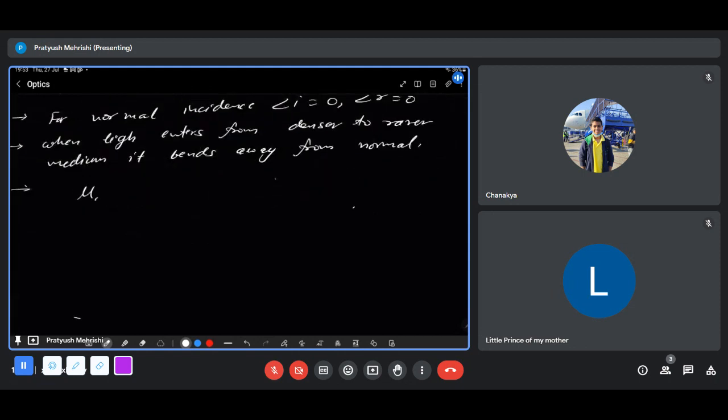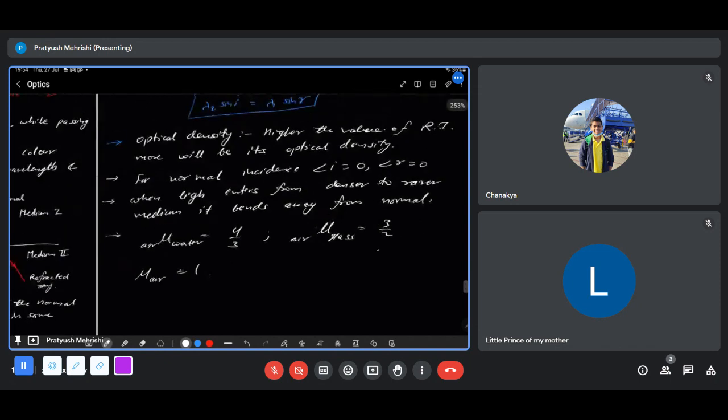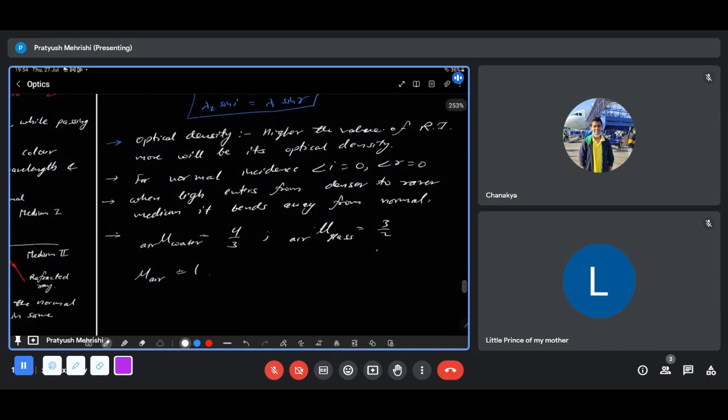Last, mu of water with respect to air is given as 4 by 3. It is always 4 by 3. Just remember that. Similarly, mu of glass with respect to air is given as 3 by 2, and mu of air we take as 1. Take down these points.